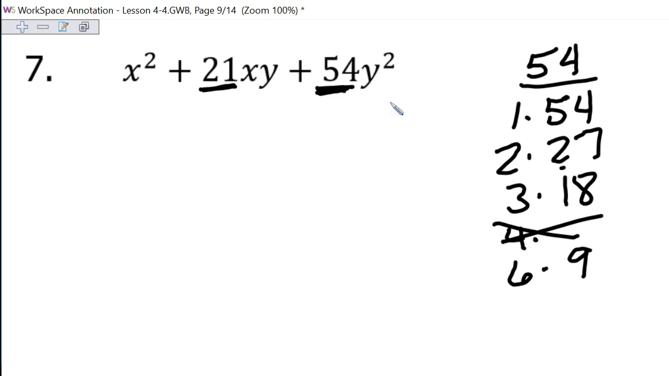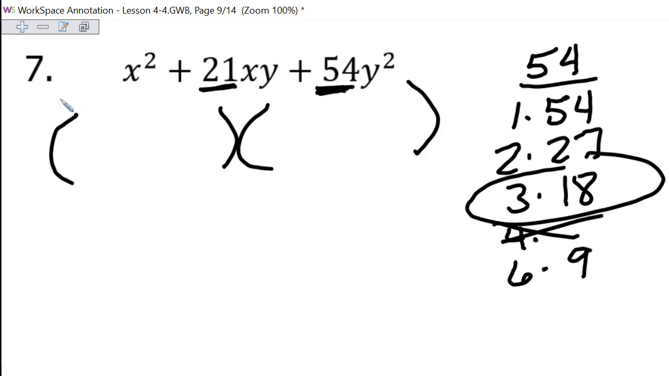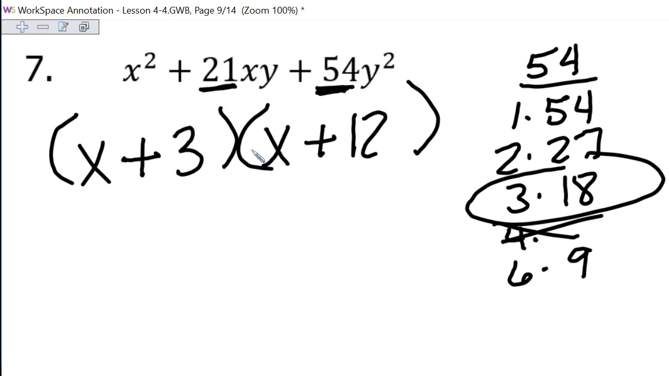3 and 18. Now, how were we writing our answers? X plus 3 and x plus what? 18. But what's the difference? We have this y squared. Well, how do you get a y squared? Well, how do we get an x squared? X times x, so how do I get a y squared? Y times y. So x is first, y is second.